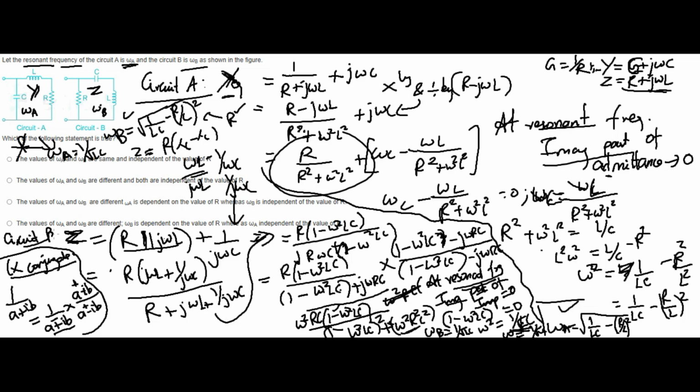So what is the option? Option C is right. The values of omega A and omega B are different, because this one is different from this one. Omega A depends upon R. I'm sorry, this is omega B and this one is omega A. I just forgot. So omega A is dependent upon R, but omega B is independent, meaning not dependent on R. So option C is right.